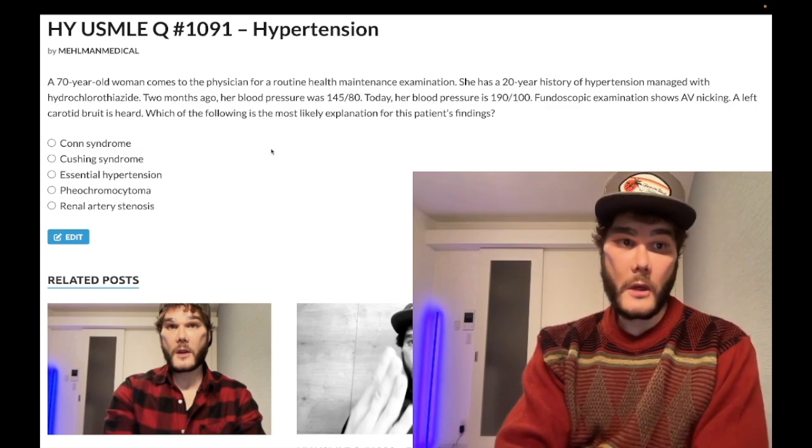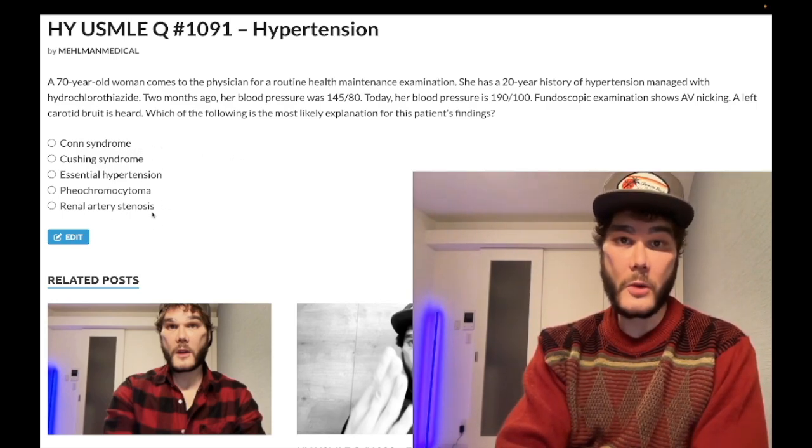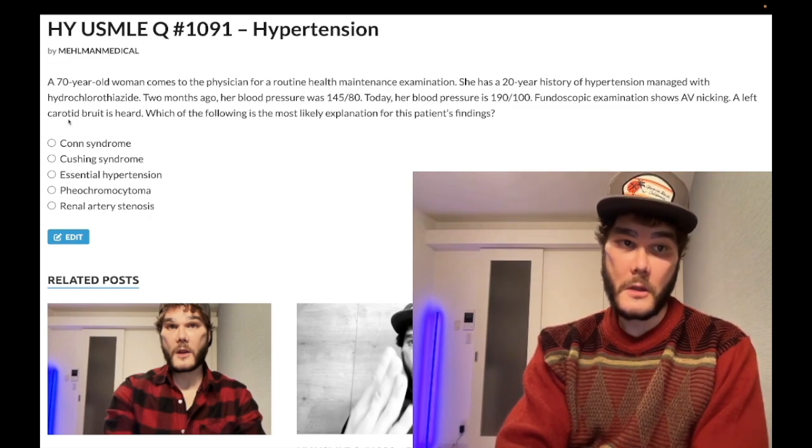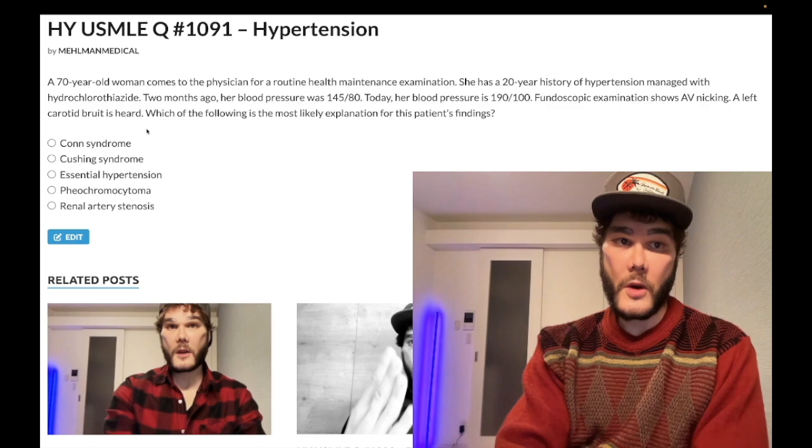I could have. It would be the same thing as Conn's. You'd see the same electrolytes because you'd have high aldosterone, wouldn't you? But I didn't want to conflate anything here. And as I just harped on, the carotid bruit, very high yield.